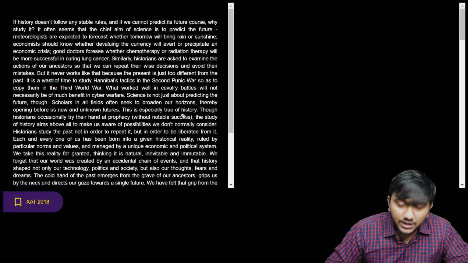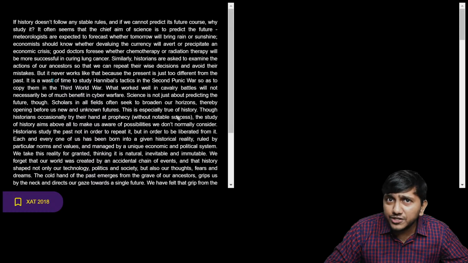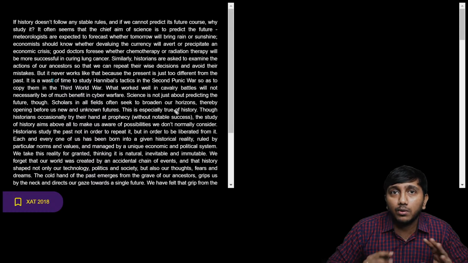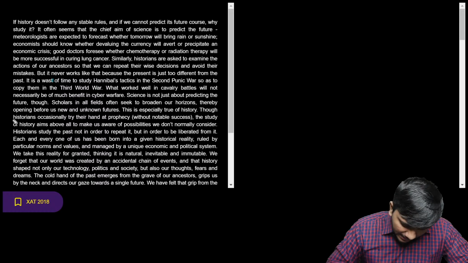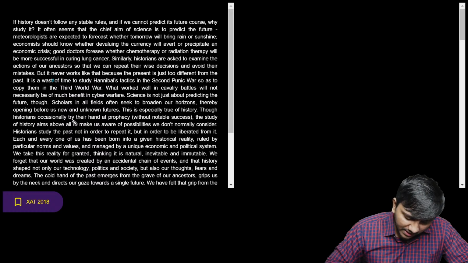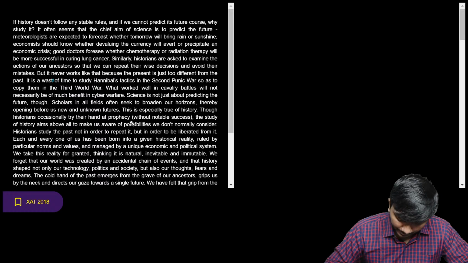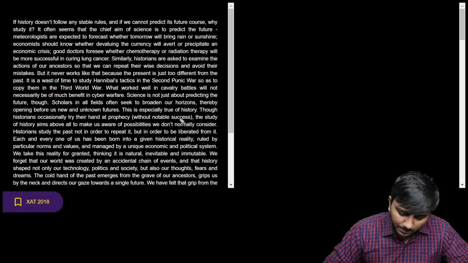This is especially true of history. So history might not be very helpful in predicting the future, but it might help you to broaden your horizon. Okay, that's the kind of turn the author is taking here. Thereby opening before us new and unknown futures. This is especially true of history, though historians occasionally try their hand at prophecy without notable success. Of course, they told that it's difficult for history to predict the future.